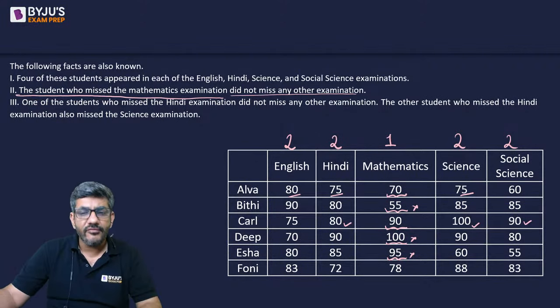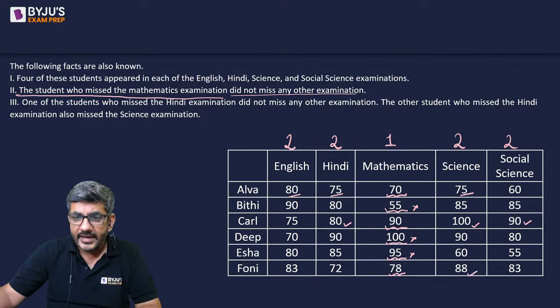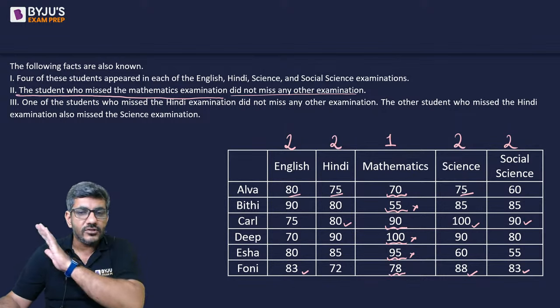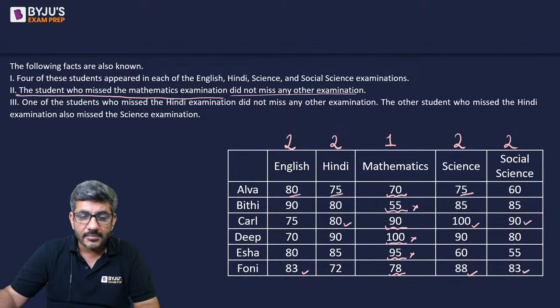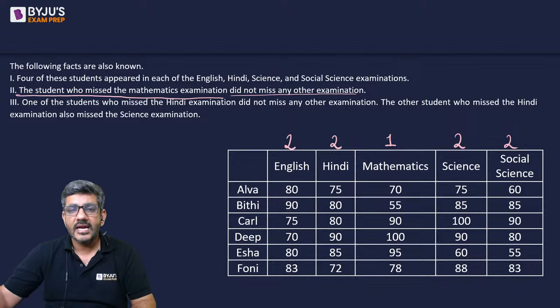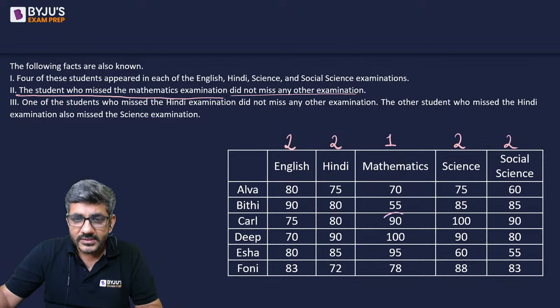Can that person be Phony? Let's check. 78 अगर है तो टॉप 3 कौन से हुए? 88, 83, 83. 88, 83, 83 का एवरेज is not 78. That means now I can say the only person who can miss mathematics examination only, that person is Carl. So Carl has missed mathematics examination. I am putting a circle on this.